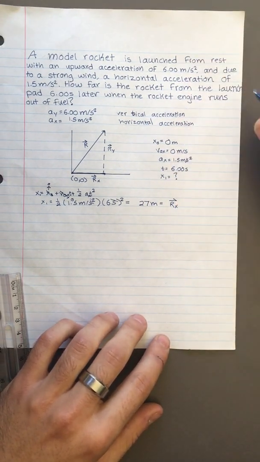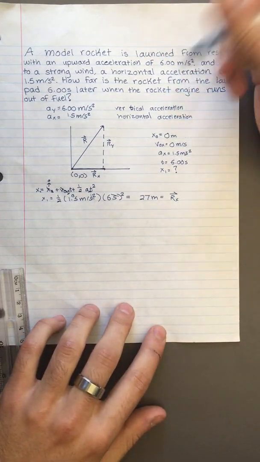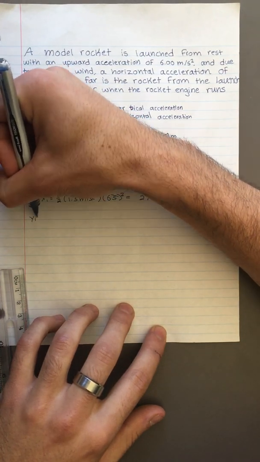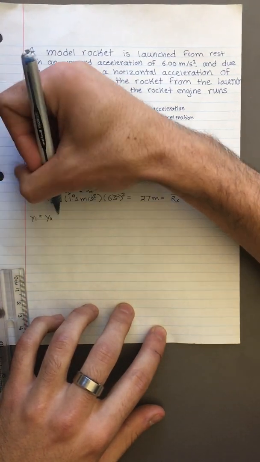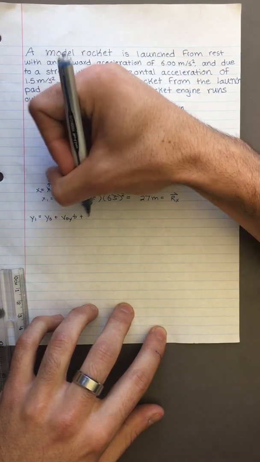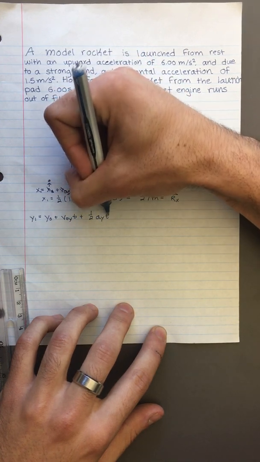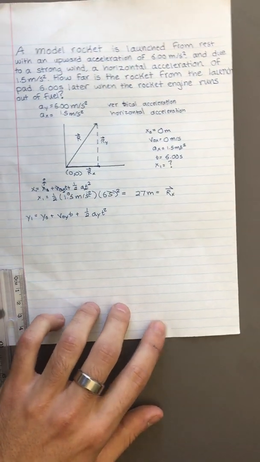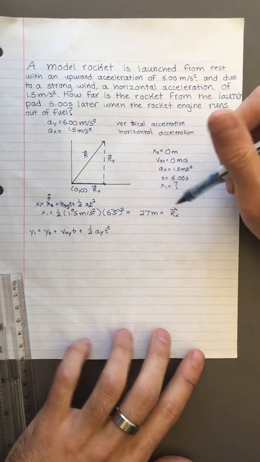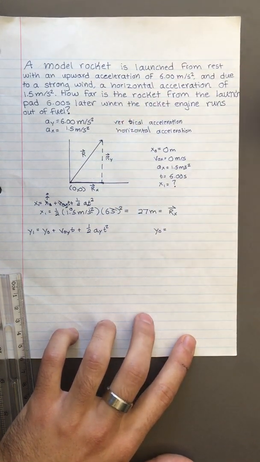Now we have to find the distance that it traveled in the y direction. And we can do this using the same equation, only I'm going to replace the x's with y's. So we'll have y1 is equal to y naught plus v naught sub y times time plus 1/2 the acceleration in the y direction times time squared. And we'll use the same assumptions that we used in solving for the x component, and that's that y naught is equal to 0 because the rocket started from rest.